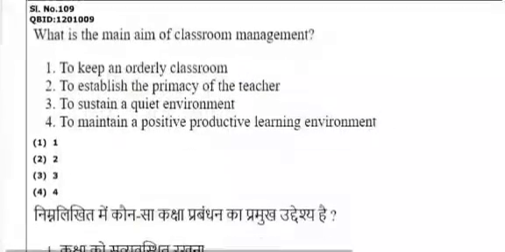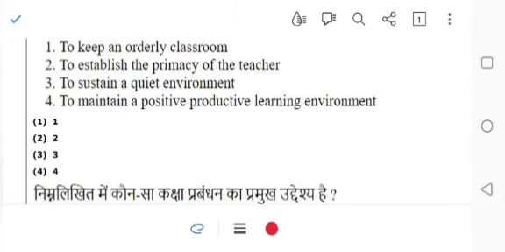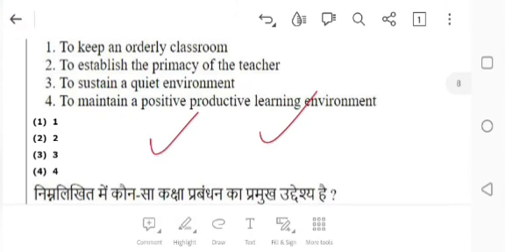Next, number 9, what is the main aim of classroom management? To keep an orderly classroom, to establish the primacy of the teacher, to sustain a quiet environment, to maintain a positive productive learning environment. It will be to maintain a positive and productive learning environment.